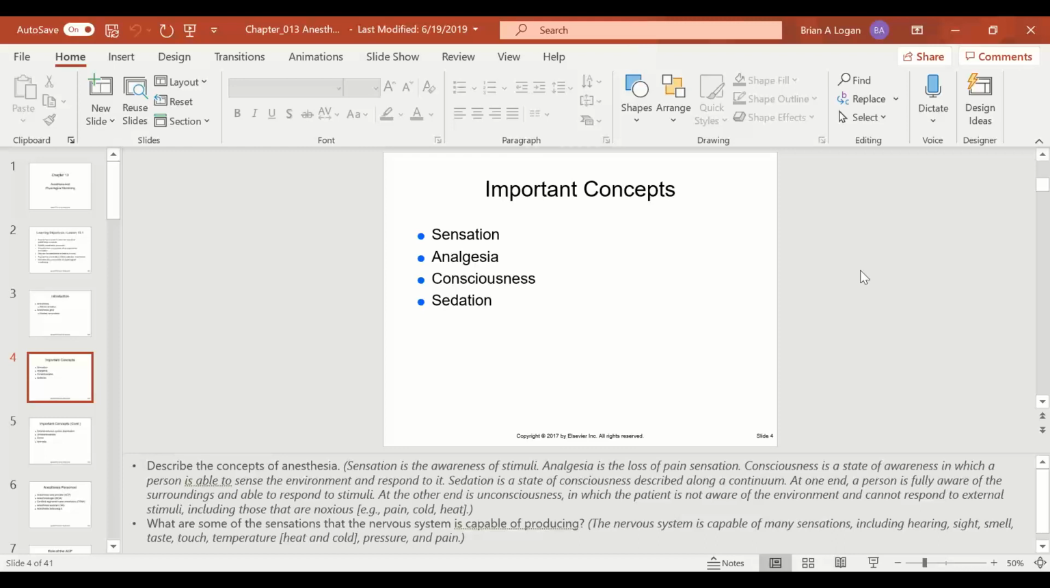Sedation is now, you might be kind of awake, you might be kind of asleep, you might be able to respond to stimuli, you're kind of in between, right? You may be fully out, but with a little bit of nudging, if somebody asks you a question, you can respond. That's that sedation. You're not completely asleep, but you're not completely awake either. You're kind of in the middle.